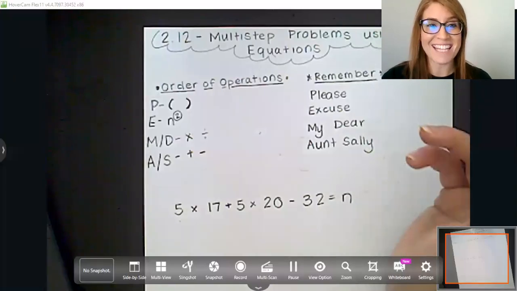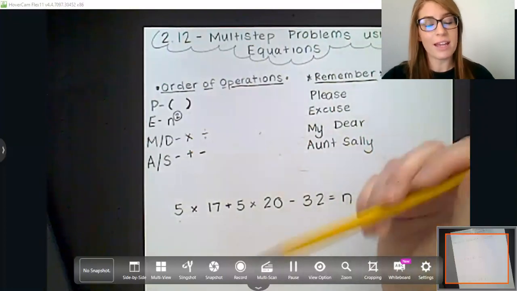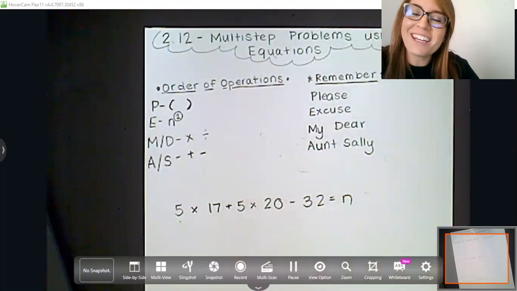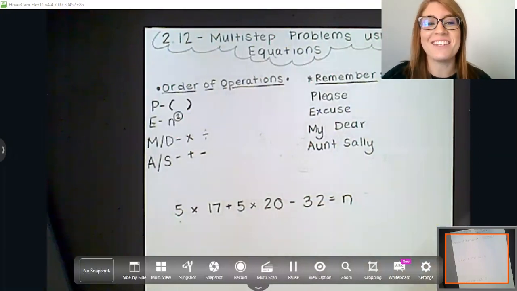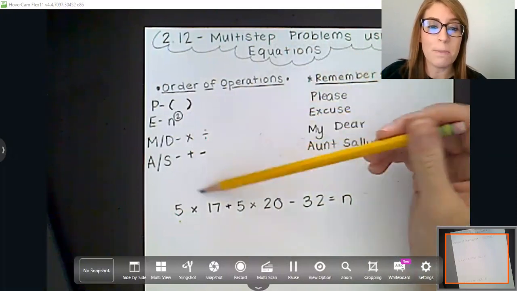All right, guys, last lesson of chapter 2. It's been a really long chapter, but guess what, guys? Y'all have been awesome, and we are almost done with it, and then we get to start a new one later on this week. Okay, so today we're talking about solving problems using equations, and these are multi-step problems.